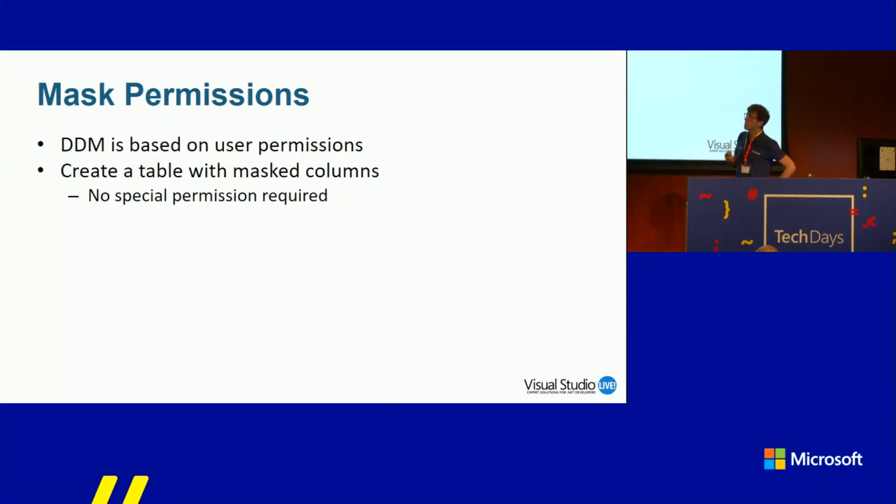So to be clear about permissions again, you don't really need any special permission to create a table with masked columns. This is a little bizarre. It's a write-only potential. I might be able to write data that I will not be able to read back. So I don't need any permission to create a table with masked columns, but if I don't have the unmasked permission, after I write data into that table, I won't be able to read it back.